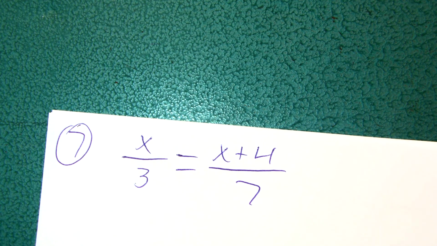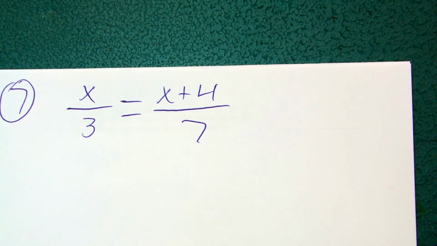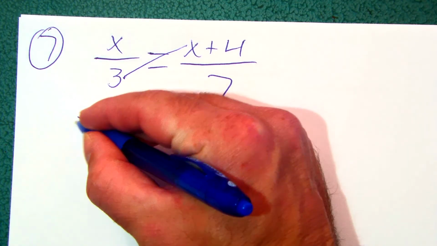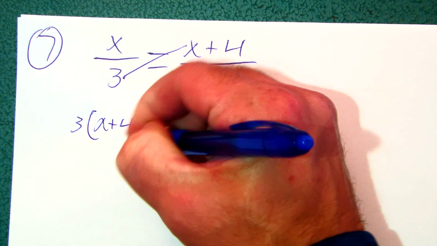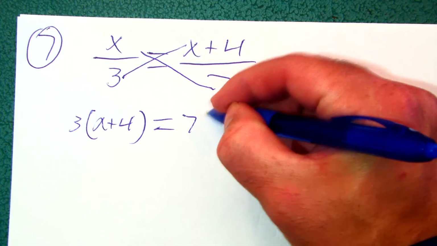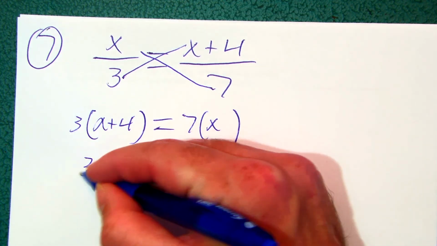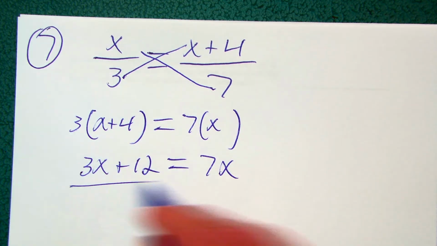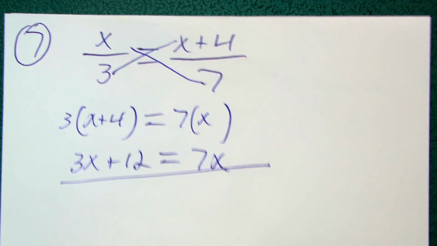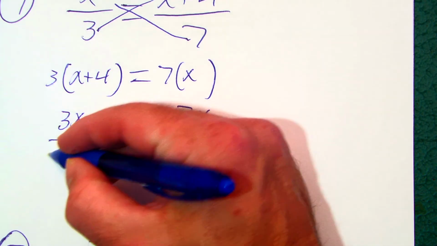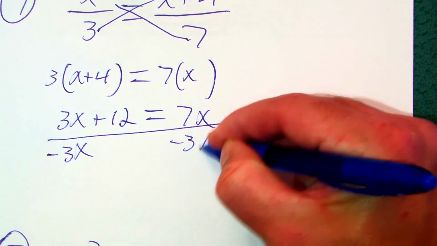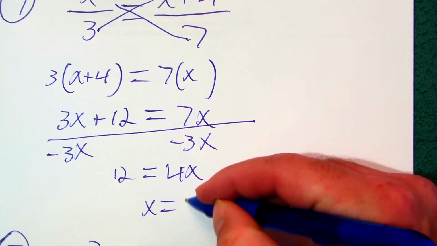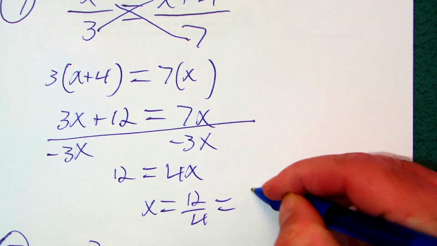All right, two more of these again. Your first thing, you just got to cross multiply. So we're going to have 3 times the x plus 4. Don't forget to distribute. 7 times x then. So we're going to end up with 3x plus 12 equals 7x. This is the equation we have to solve then. I would subtract 3x. So we get 12 equals 4x. And then x equals 12 fourths, or just 3.